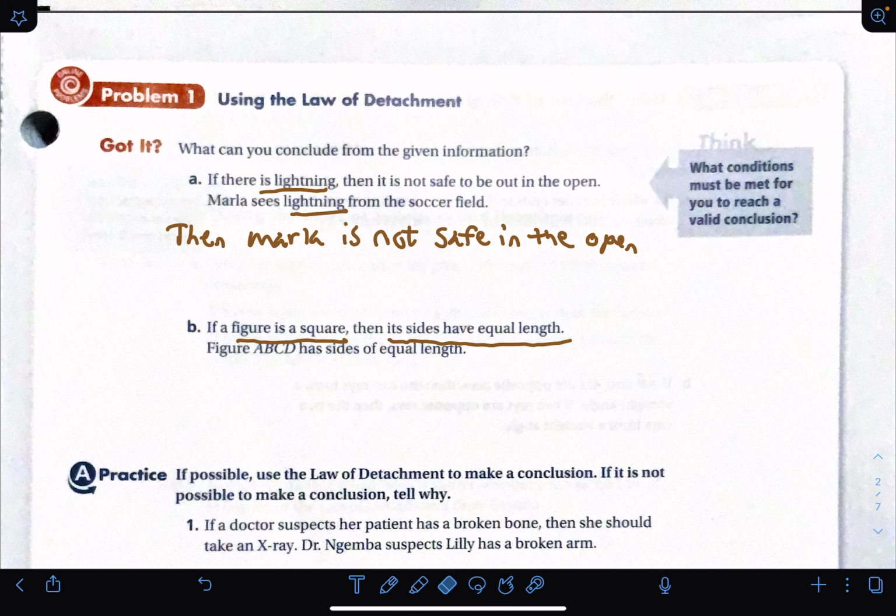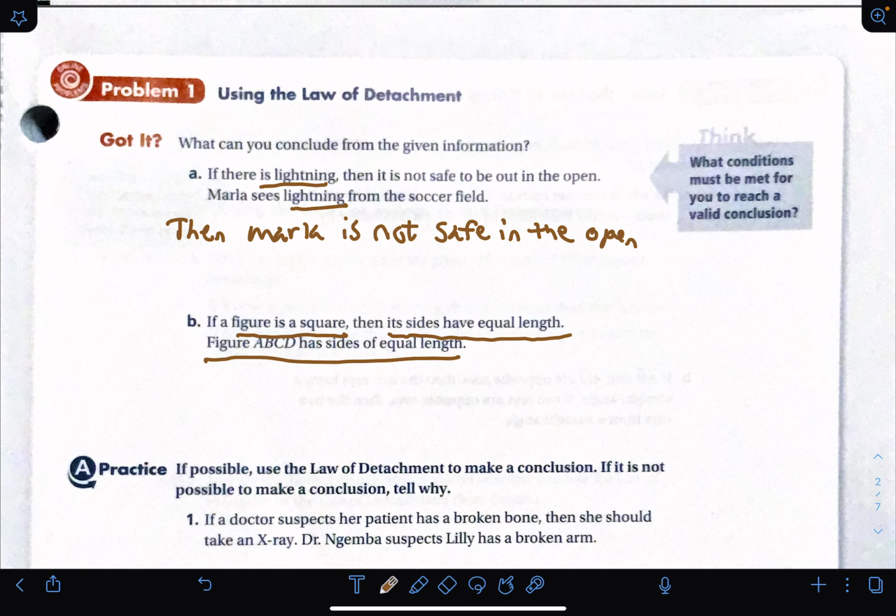In this case, if a figure is a square, then its sides have equal length. But notice what this says: figure ABCD has sides of equal length. You cannot assume the opposite, the reverse of it. Since this is if a figure is a square, this should say figure ABCD is a square. Then you could say it has sides of equal length. So you can't conclude anything.